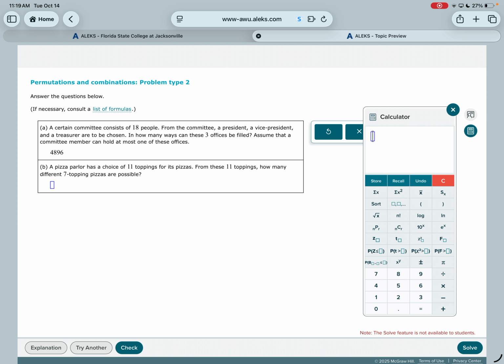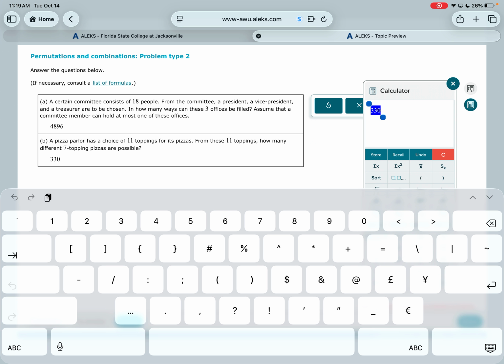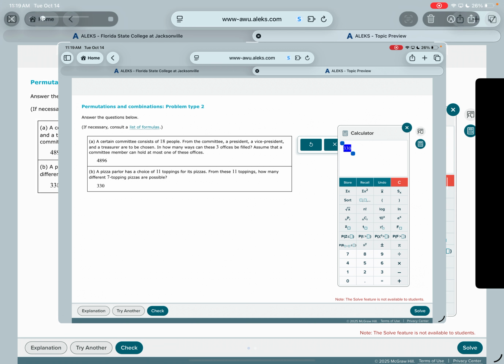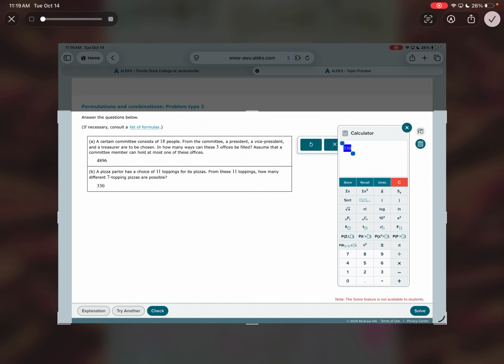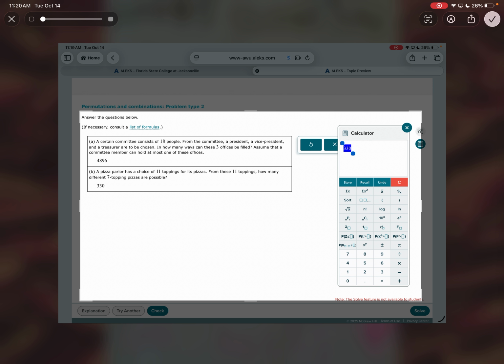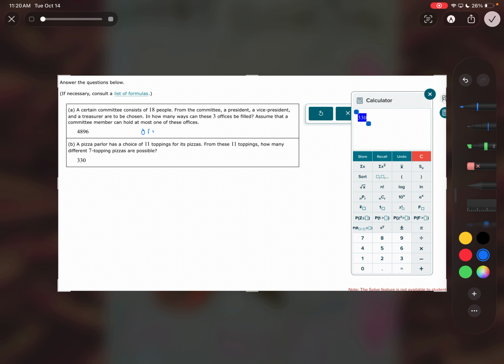A pizza parlor has a choice of 11 toppings for its pizza. From these 11 toppings, how many different 7-topping pizzas can you create? For a pizza, it does not matter which order you put the toppings on, all right? So you would use combination for that one. Okay, so you just have to decide, does the order matter or does it not? So order matters, you use 18P3. Order does not matter, so you use 11C7.